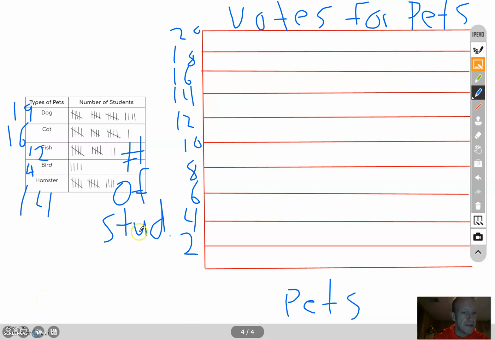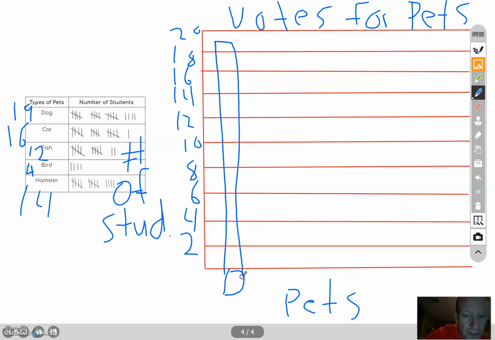Alright, so when I make this, I can choose whatever one. It doesn't have to be in the same order, but I'm just going to start with dogs. And then I'm going to put a D down here for dogs. Okay, then I'm going to draw my bar all the way up, come across, draw it all the way down, fill it in a little bit, and write the number on top.